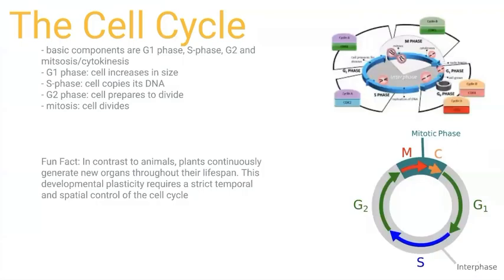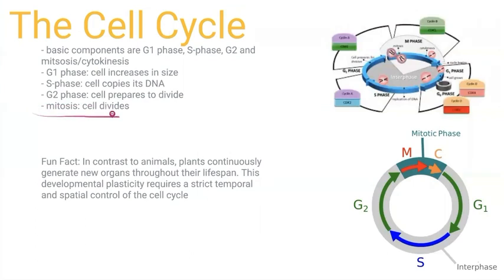Today we will be talking about hormonal control of the cell cycle. For the start, we'll be talking about the basic components of the cell cycle, which includes G1, S phase, G2, and mitosis and cytokinesis. The cell increases in size during G1 phase, then copies its DNA during S phase, prepares to divide in G2 phase, and finally divides in mitosis.